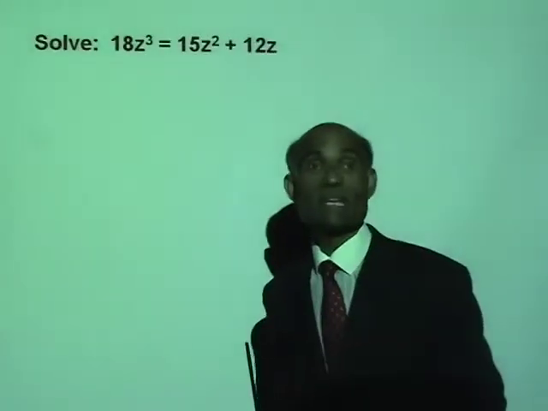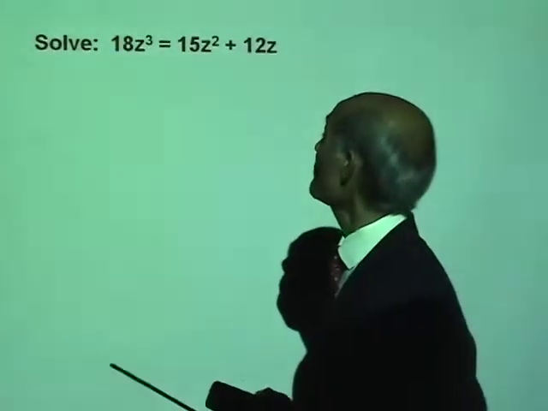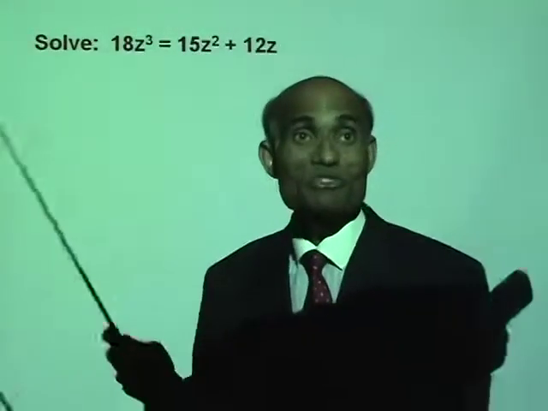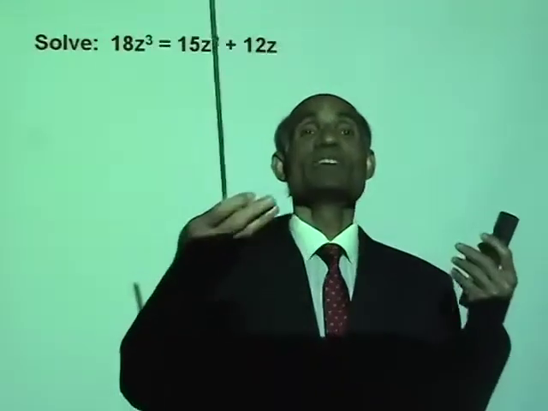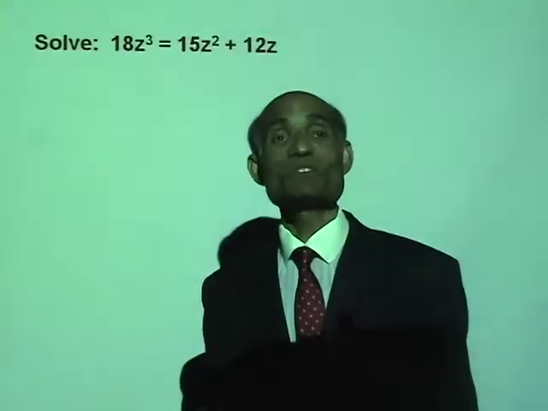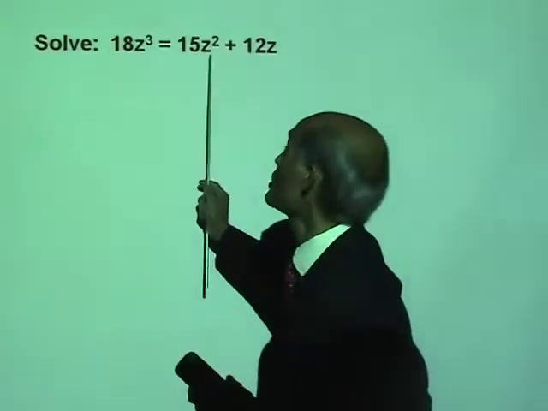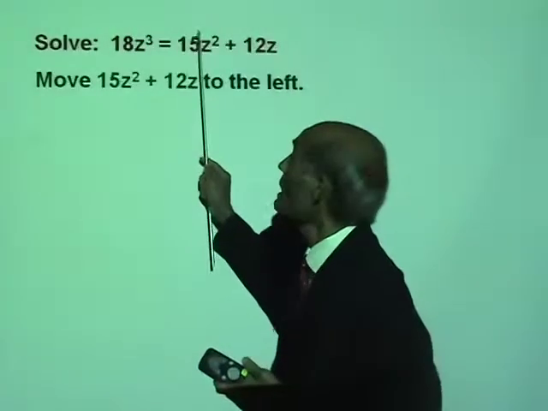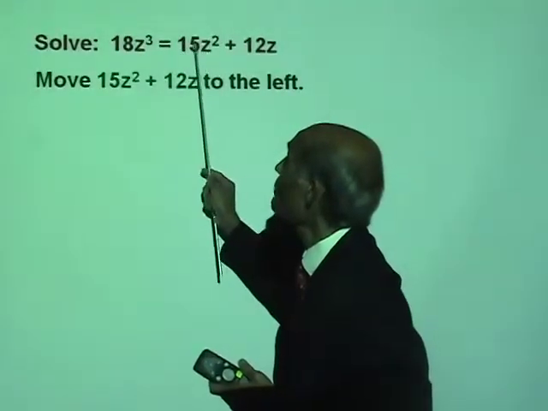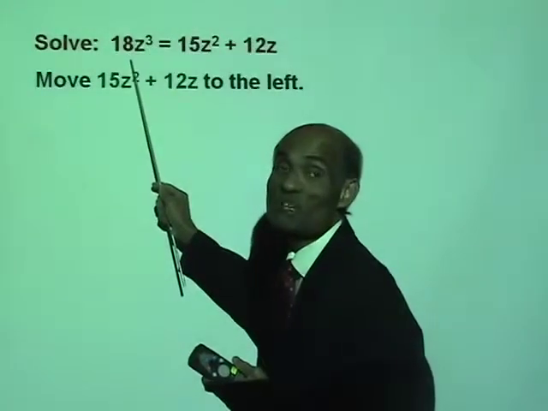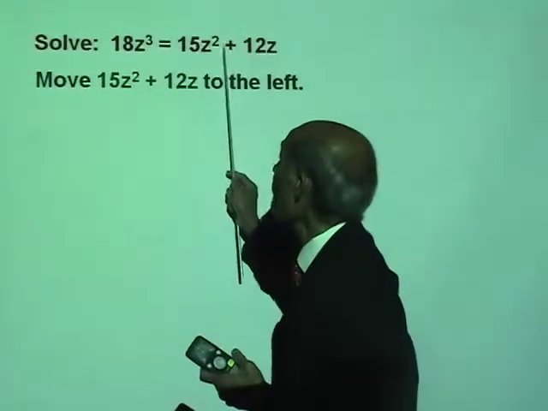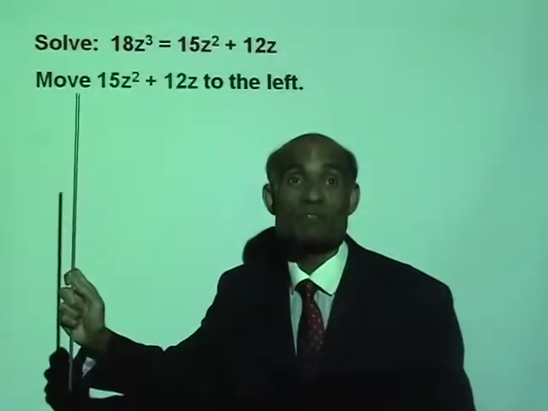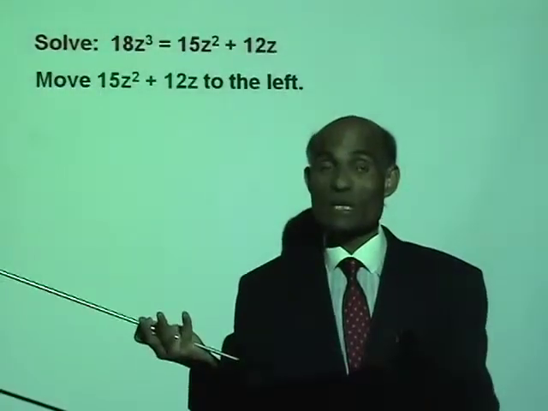Solve 18z cubed equal to 15z squared plus 12z. This is a very similar equation to the one we just did. What is the first thing to do? Move the terms from the right to the left. 15, are you watching me? 15z squared will move to the left, becomes negative 15z squared. Positive 12z will move to the left, becomes negative 12z. And the right side will be 0.